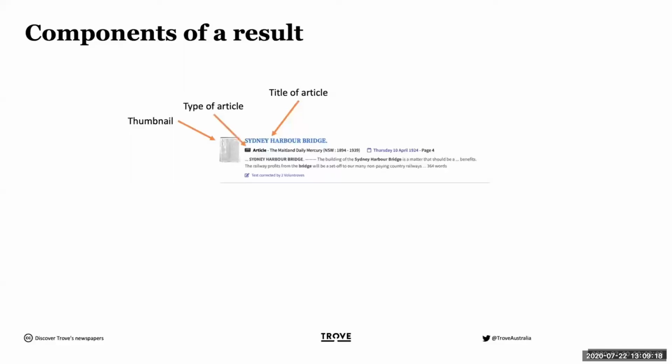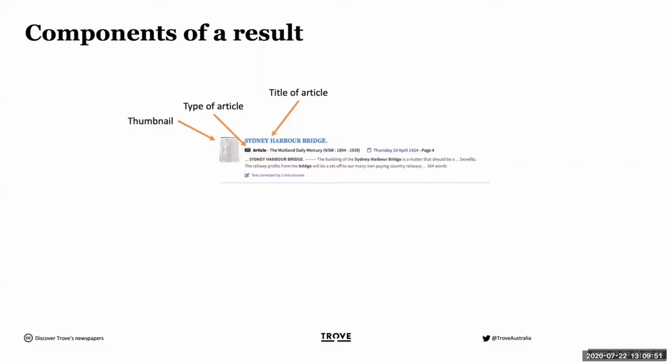The next important section is the category. Articles within newspapers typically include regular news items, advertising, illustrated articles such as photographs or perhaps cartoons, as well as birth, deaths and marriages. And this indicates the category that the article belongs to. So it'll give you an idea of the content and the context of the article that you've searched for.